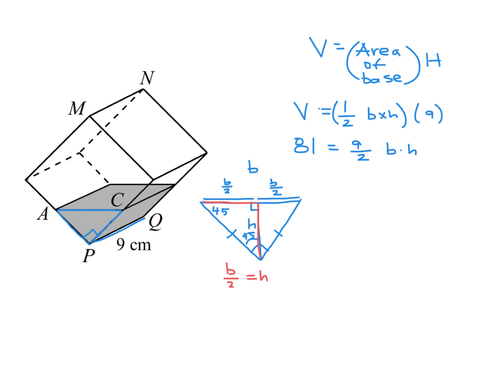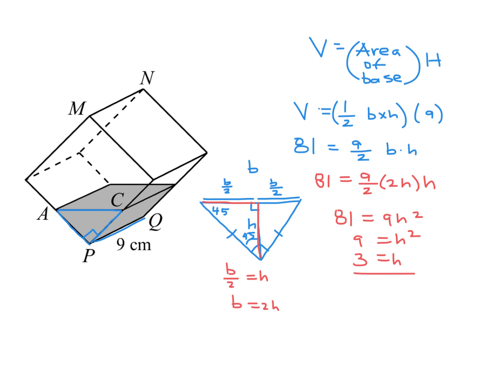So now I can sub that into here. So now 81 is equal to 9 over 2. So what are we solving for? H in this case, right? So instead of putting b, I'll put 2h, since b is equal to 2h. And then this is h. So now this just becomes 81 is equal to 9h squared. That means h squared is equal to 9, and therefore h is equal to 3. And that solves the question.